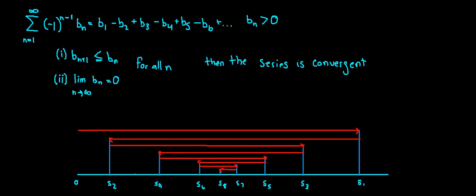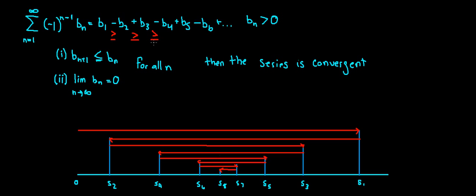For an alternating series b1 minus b2 plus b3 minus b4 plus b5 minus b6, etc., to converge, it must follow two rules. The first rule is that bn must be greater than or equal to bn plus 1, which means that the first term must be greater than the second term. The second term must be greater than the third term, must be greater than the fourth term, etc.